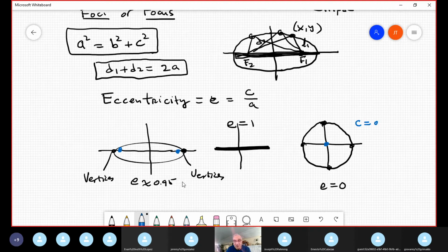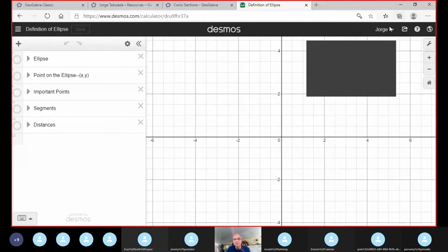First of all, the definition for the ellipse using the distance. And secondly, okay, sorry. Desmos now. Switching to Desmos. Do you see Desmos?